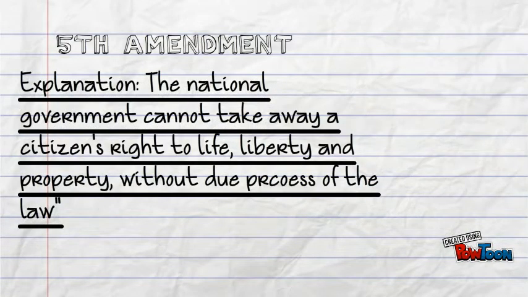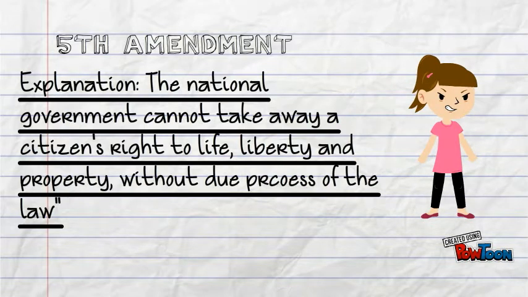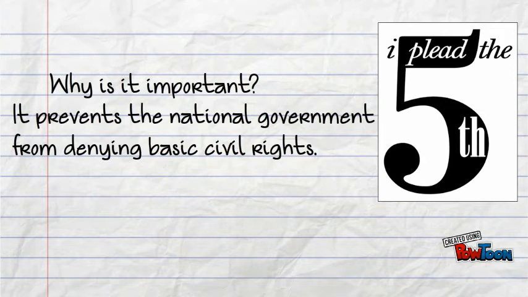The 5th Amendment says that the national government cannot take away a citizen's right to life, liberty, and property without due process of the law. Due process we know as established legal procedures, such as going to court. And why is this important? Because it prevents the national government from denying basic civil rights.